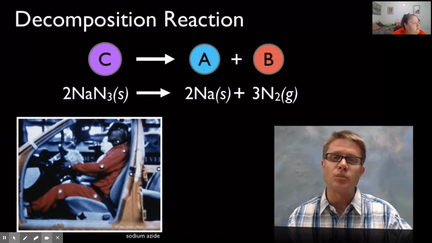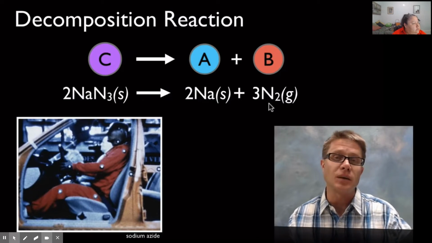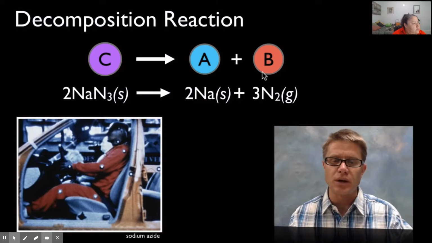It's when we're taking a compound and breaking it down. So here's an example. If we take sodium azide and break it down into sodium metal and nitrogen gas, that'd be a decomposition reaction. One reactant and two products, it's a good idea that this is called a decomposition reaction.